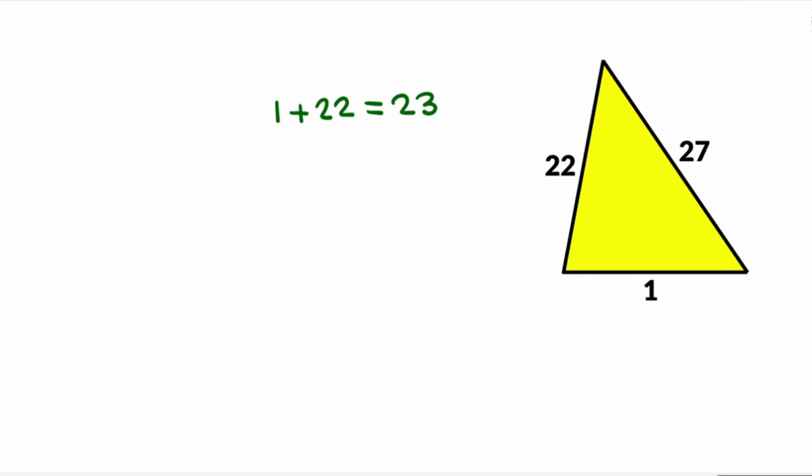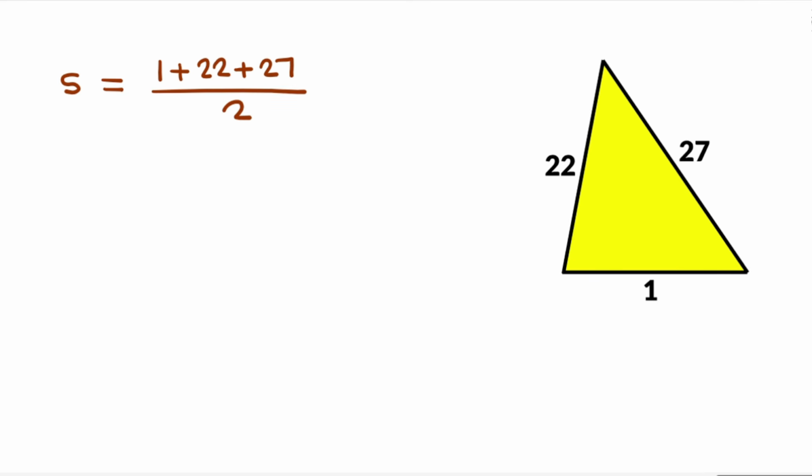The triangle is impossible. But now comes the strange part. What happens if we ignore that fact and simply substitute the three numbers into Heron's formula? Let's see where the mathematics takes us. First, we need the semi-perimeter. Let's call it S. S equals (1 plus 22 plus 27) divided by 2. The total is 50, so S equals 25.